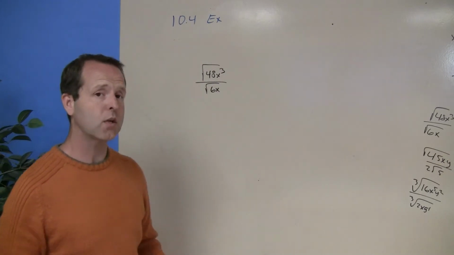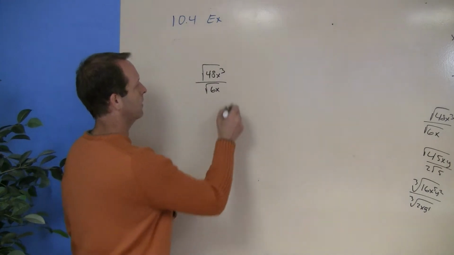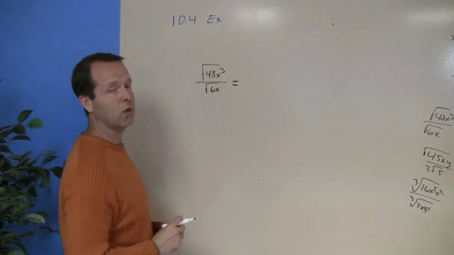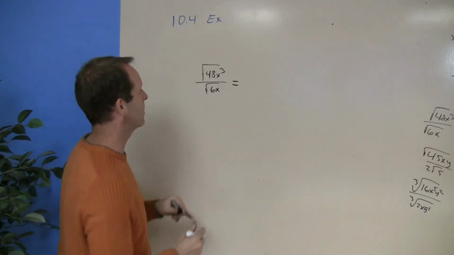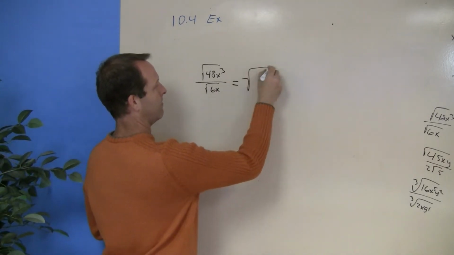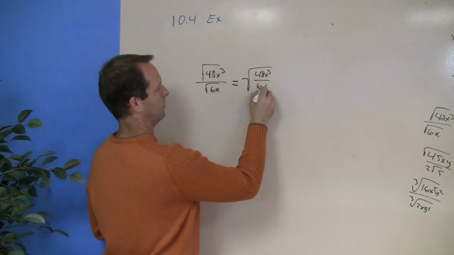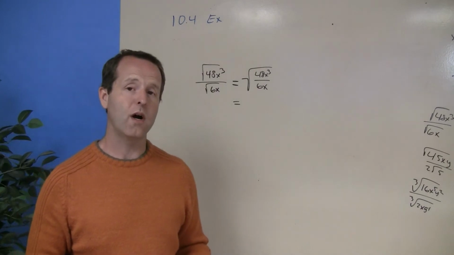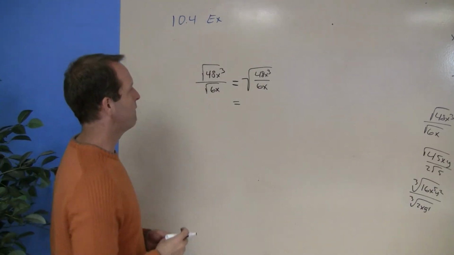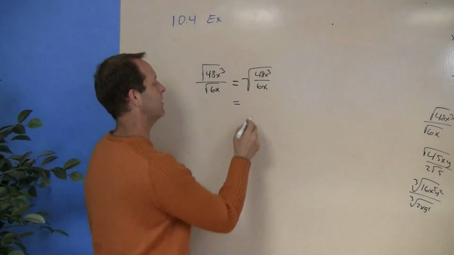Well, maybe I could use a quotient rule in reverse. I know that if I have individual radicals with the same root signs, they're both square roots, maybe I can put them all underneath one. And then when I put them all underneath one, maybe I can simplify it. 48 divided by 6, what is that? Is that an 8?